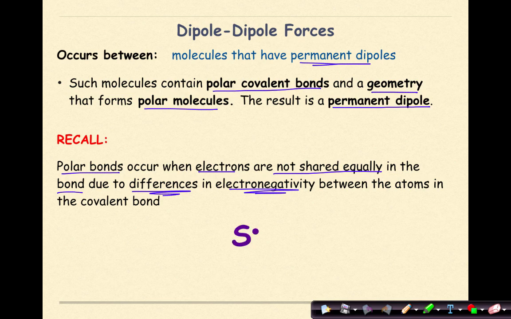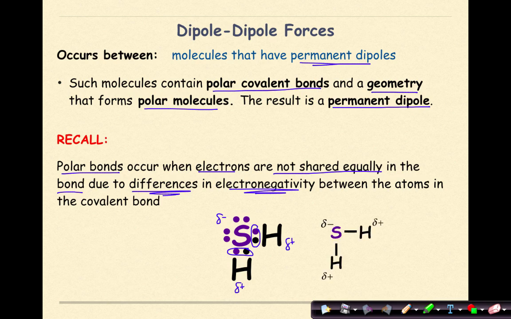So here's an example. We have sulfur with its 6 valence electrons, and then hydrogen, each with its 1 valence electron, and we form covalent bonds here. Here they are, sharing their valence electrons. So the sulfur will have a slightly negative charge, while the hydrogens will have a slightly positive charge. This is known as a permanent dipole. The hydrogens will always be slightly positive, the sulfur will always be slightly negative. A structural representation of this can be seen here. Sulfur is slightly negative and the hydrogens are slightly positive.